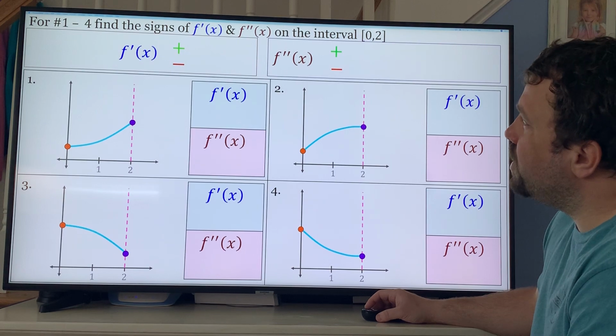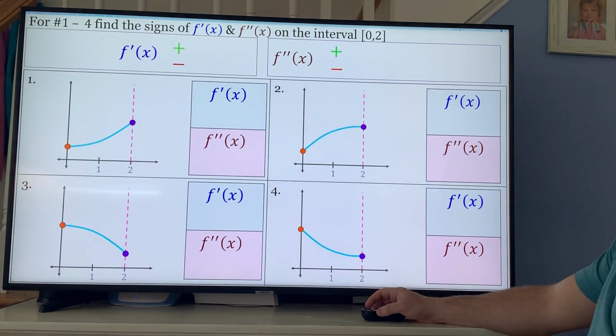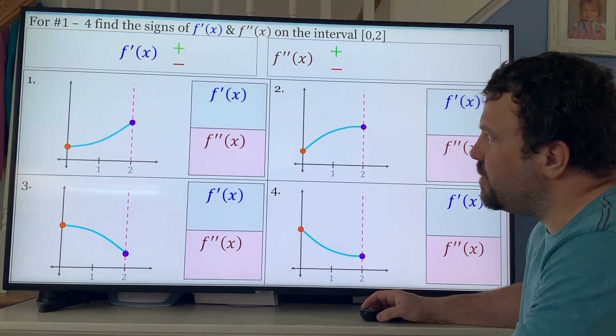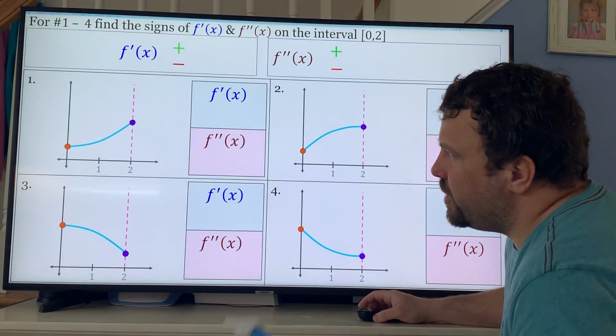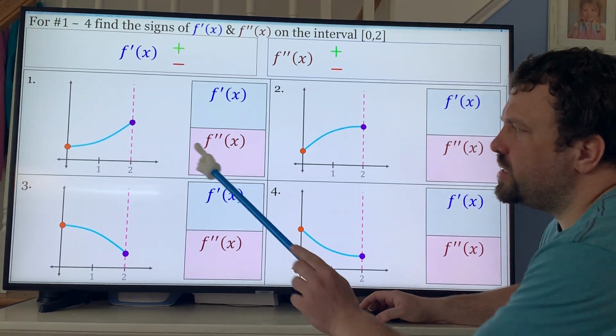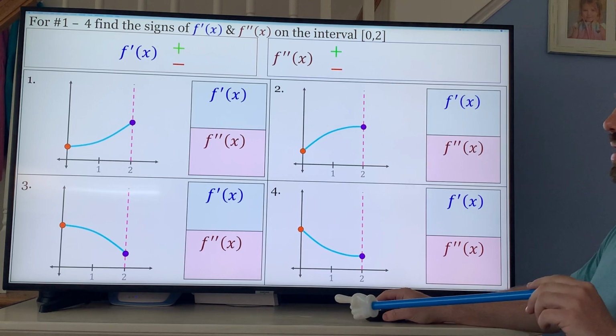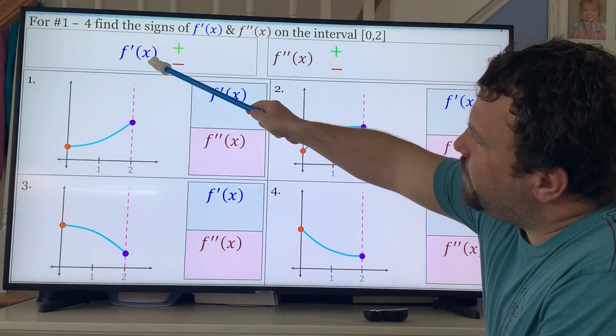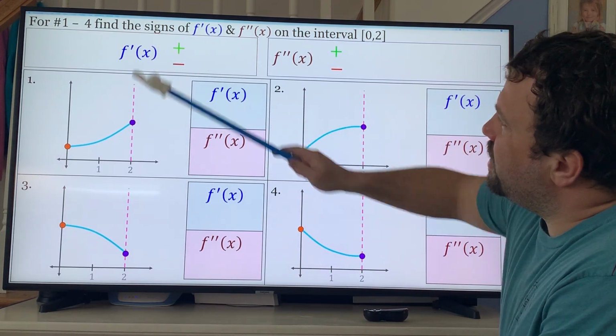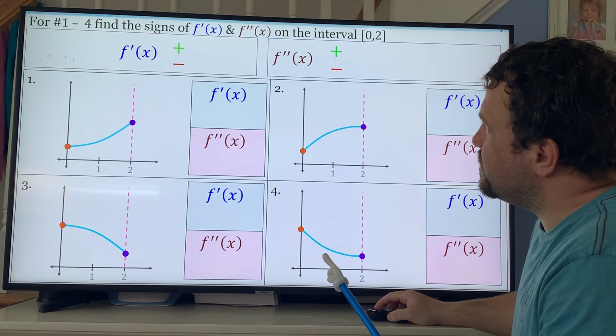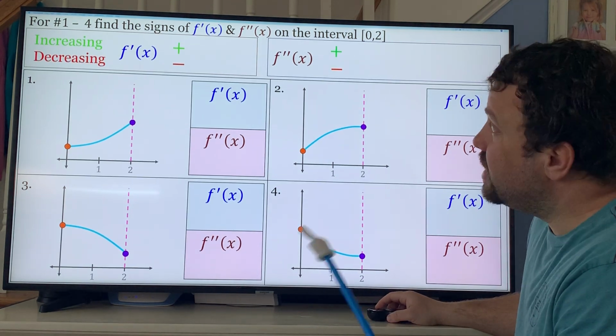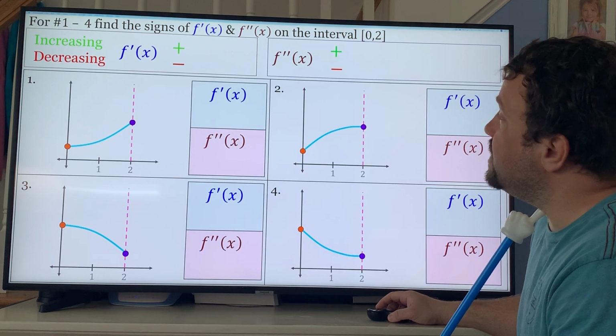All right, for number 1 through 4, find the signs of f prime x and f double prime x on the interval. So what I want you guys to do is I'll do number 1 with you, then you're just going to figure out what signs you think these have. All right, now here's the deal. When you have your first derivative, if f prime x is positive, that is increasing. If f prime x is negative, that's decreasing.